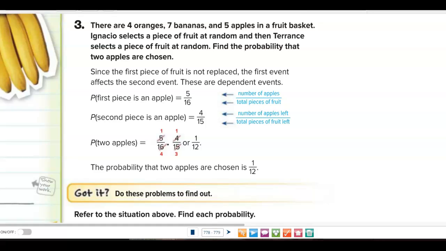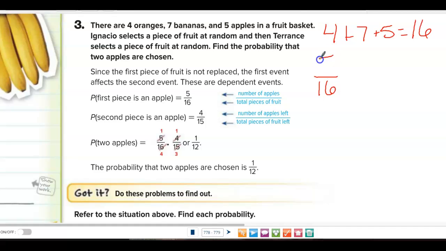Okay, so first of all, how many total fruit do you have there? You have 16. How'd you do that? You add 4 plus 7 plus 5. So 4 plus 7 plus 5 will give me my total number of fruit, which is 16, right? Yeah. Okay, so we know our total. How many apples do we have for Ignacio to choose?